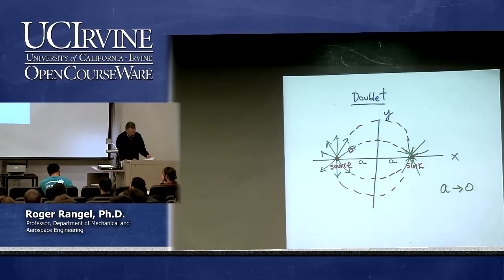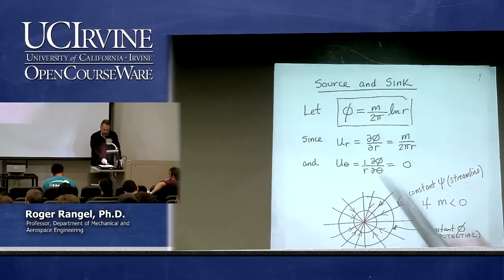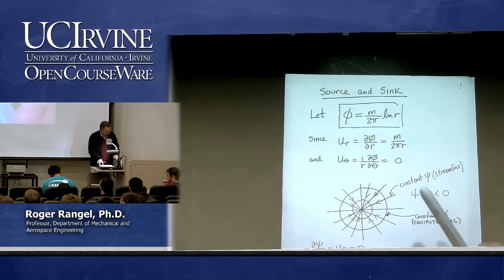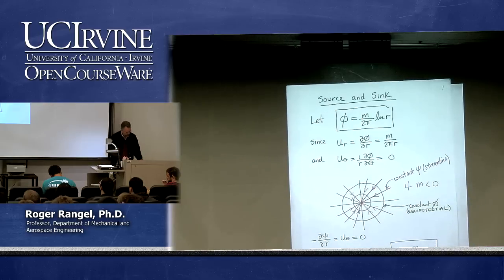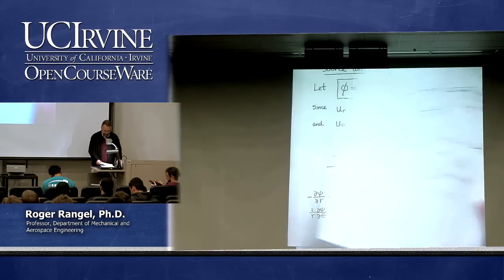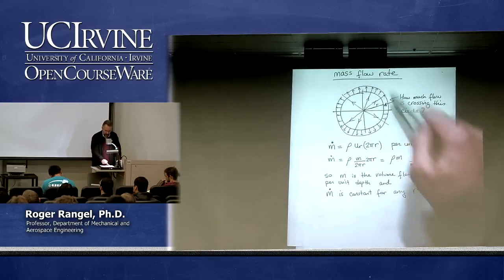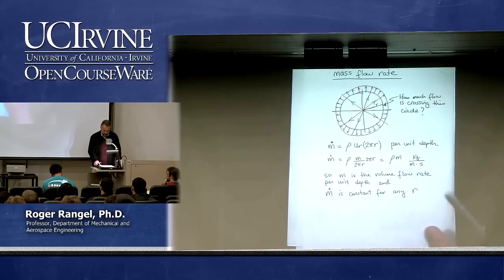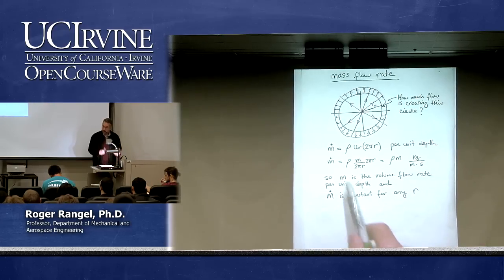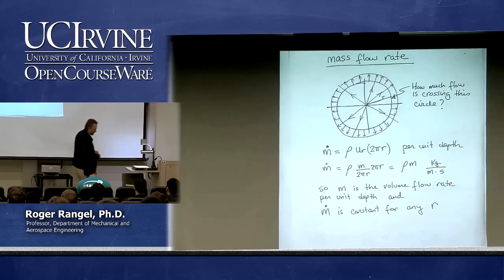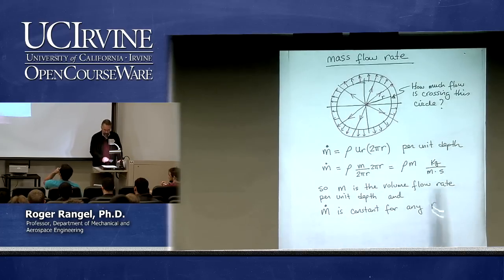When we looked at the source, we wrote the velocity potential for the source is some constant m over 2 pi natural log of r, and that constant, after we did a mass balance calculation, looking at how much mass is crossing a certain ring of radius lowercase r, we found that really this m that appears in the source is really the volume flow rate per unit depth. And I told you it was unfortunate that it's called m because you think of mass flow rate, but this m happens to be the volume flow rate.